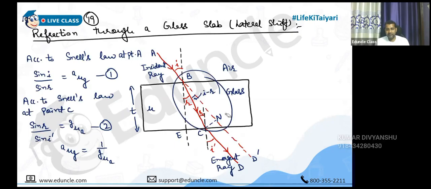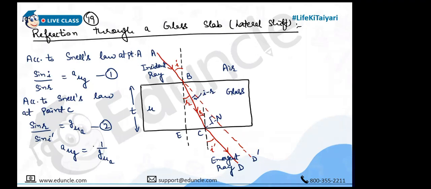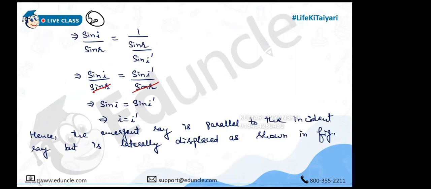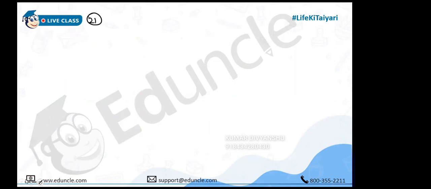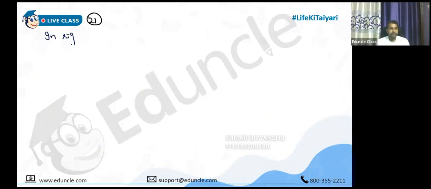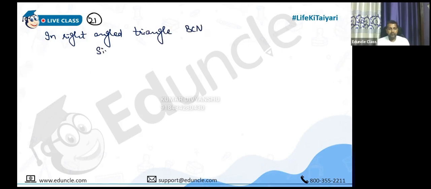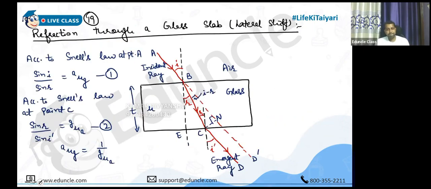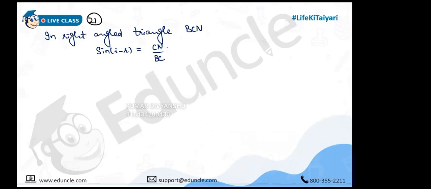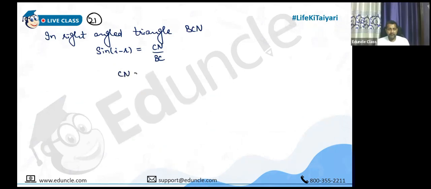And for that, from the diagram, in this right angle triangle BCN, what is the value of sine I minus R? Can you tell me? CN by BC. And what is CN? CN is the shift. So in right angle triangle BCN, sine of I minus R is CN by BC. Can I call it D? This is number 3.